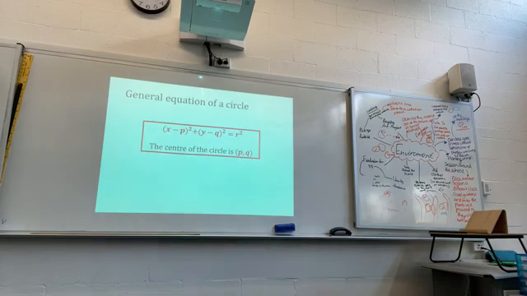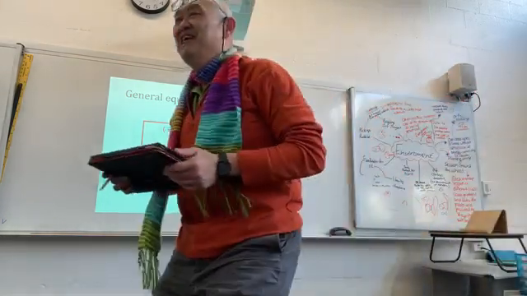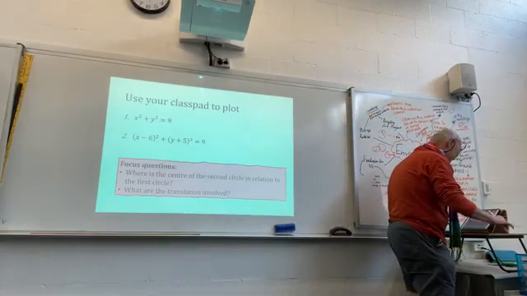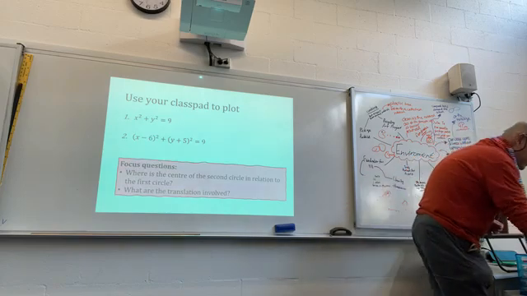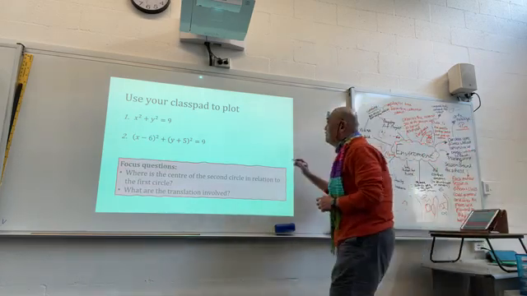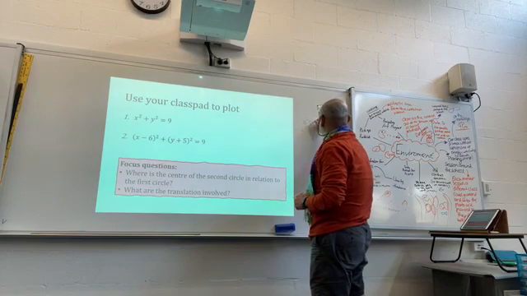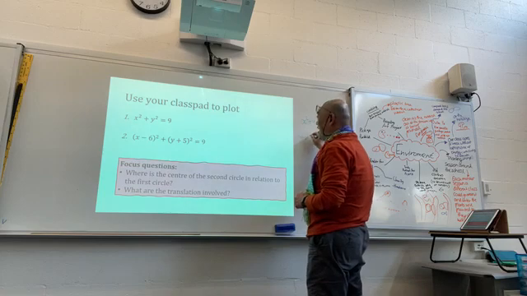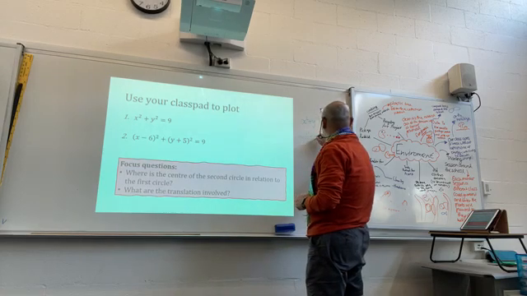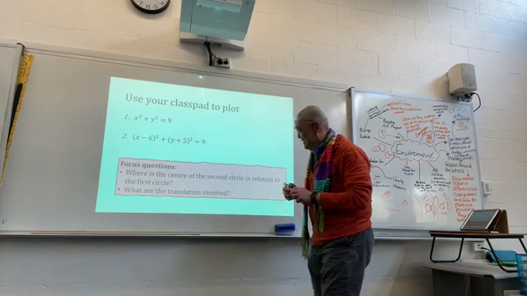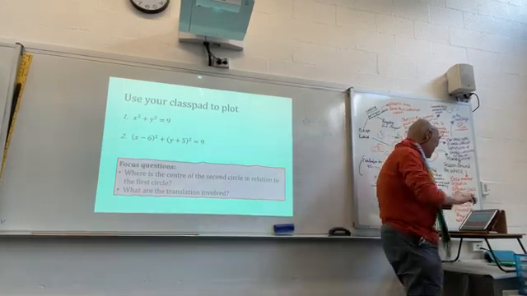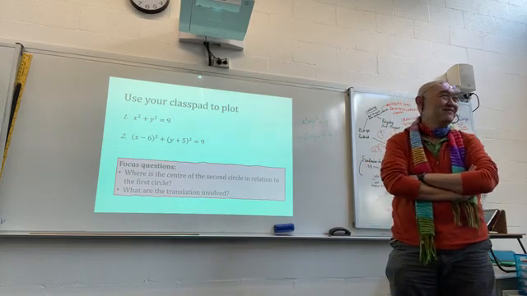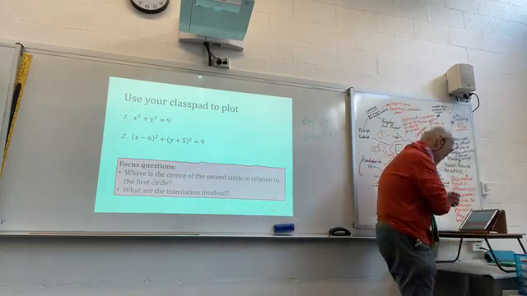Now, this is a trick. You need to know how to use the class bag to plot a circle. I need you to use your class bag to plot x squared plus y squared equals 9 and x minus 6 squared plus y plus 5 squared equals 9. Alright. Now, could you do that with your class bag? Yes. How? Rearrange to get y equals.